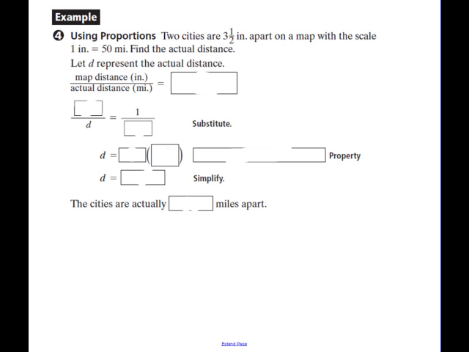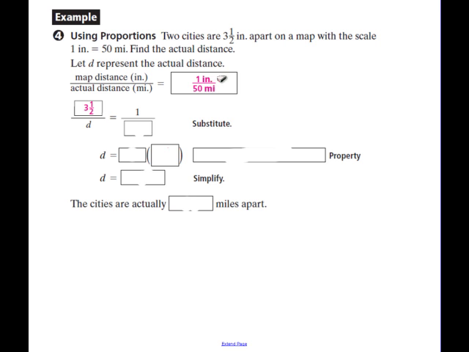So now on for the final example. It says we're using proportions, and here we're looking at the example that we talked about before where we're talking about the scale on a map. They say 3.5 inches apart on a map, and that the scale is 1 inch equals 50 miles, and they want us to find the actual distance. So it says let D represent the actual distance. So if we have the map distance to the actual distance, that's a ratio. So we can say, well, 3.5 inches in map distance to D miles in actual distance, because we don't know. That's what we're trying to find, D.